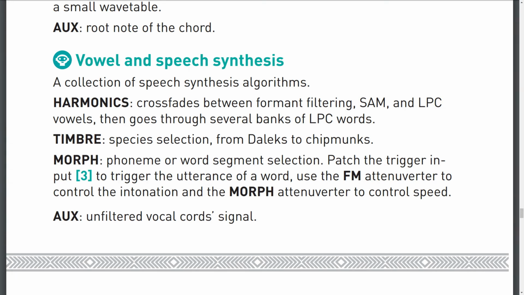Vowel and speech synthesis: a collection of speech synthesis algorithms. Harmonics: crossfades between the formant filtering, SAM, and LPC vowels, then goes through several banks of LPC words. Timbre: species selection from Daleks to chipmunks. Morph: phoneme or word segment selection. Patch the trigger input to trigger the utterance of a word. Use the FM attenuverter to control the intonation and the morph attenuverter to control speed. Aux: unfiltered vocal cord signal.